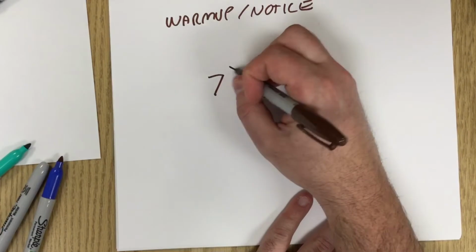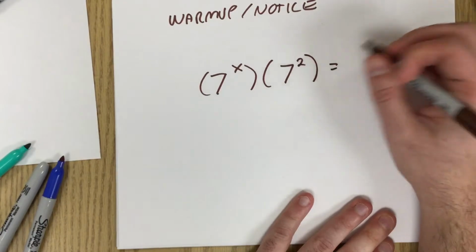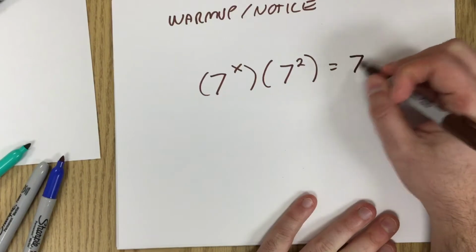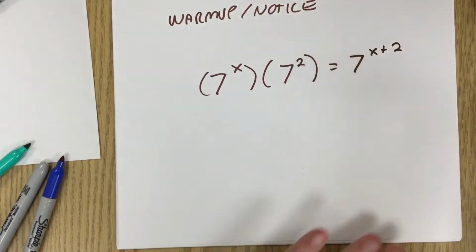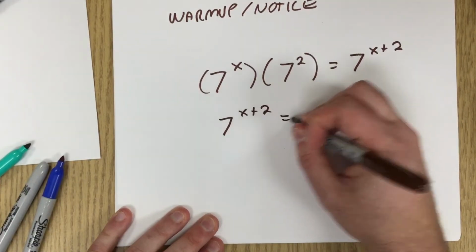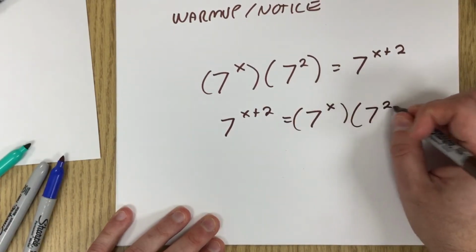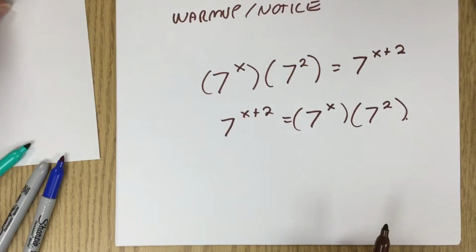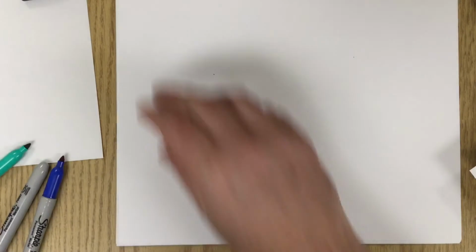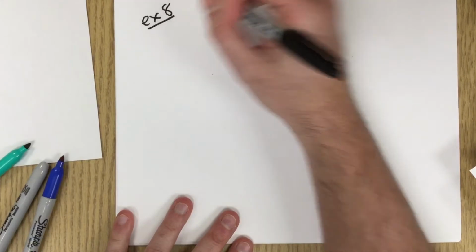So we know if we have 7 to the x times 7 squared, when the bases are the same and we're multiplying, what we do is we add the exponents. And of course, more importantly, the other way works as well. So 7 to the x plus 2 is 7 to the x times 7 squared. So, keeping that in mind, okay, now example 8 for real.